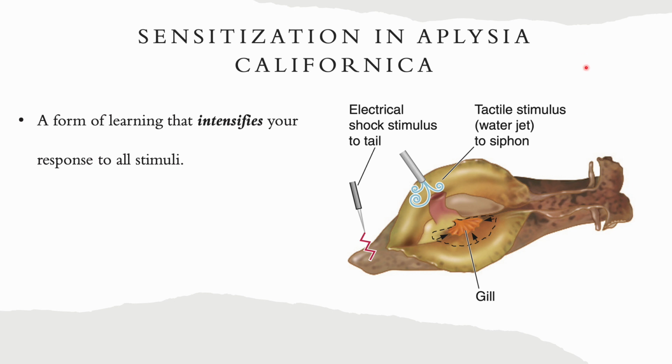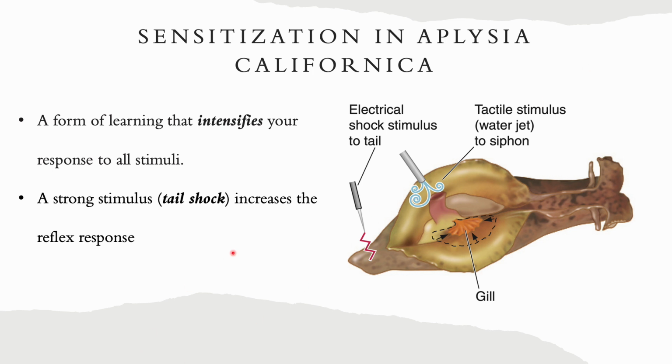Sensitization is another form of non-associative learning that's been thoroughly studied in the Aplysia californica. Remember, sensitization is a form of learning that intensifies your response to all stimuli. Eric Kandel and his colleagues utilized a strong stimulus, which was a tail shock, to increase the gill withdrawal reflex response. And they found that this occurred via multiple neural pathways. We're going to walk through sensitization in the next slide.